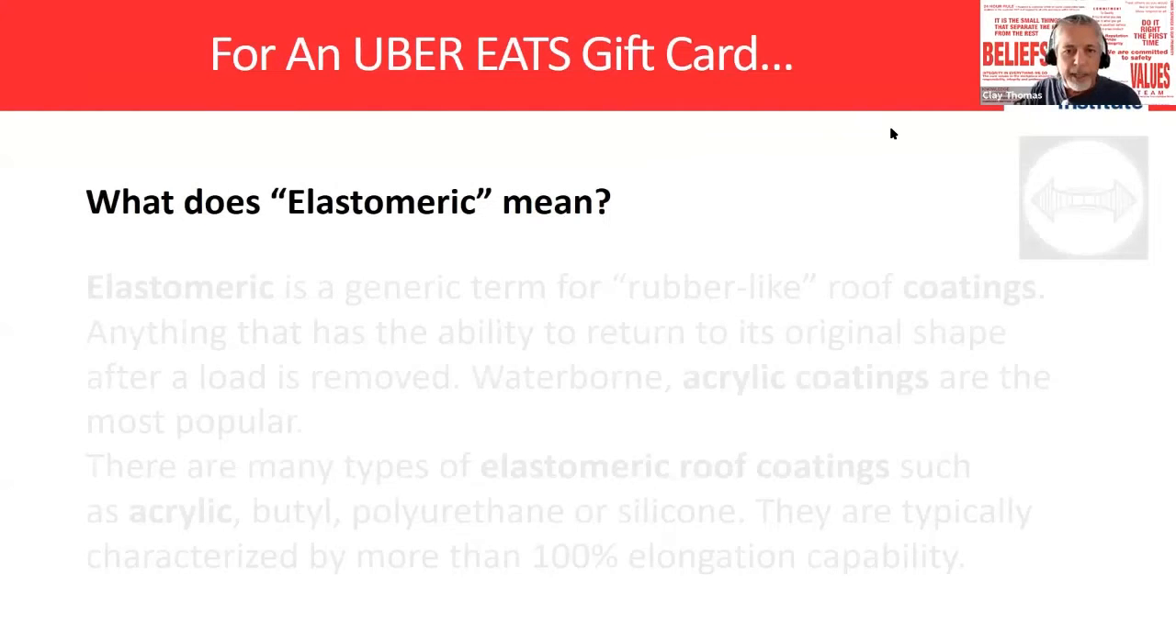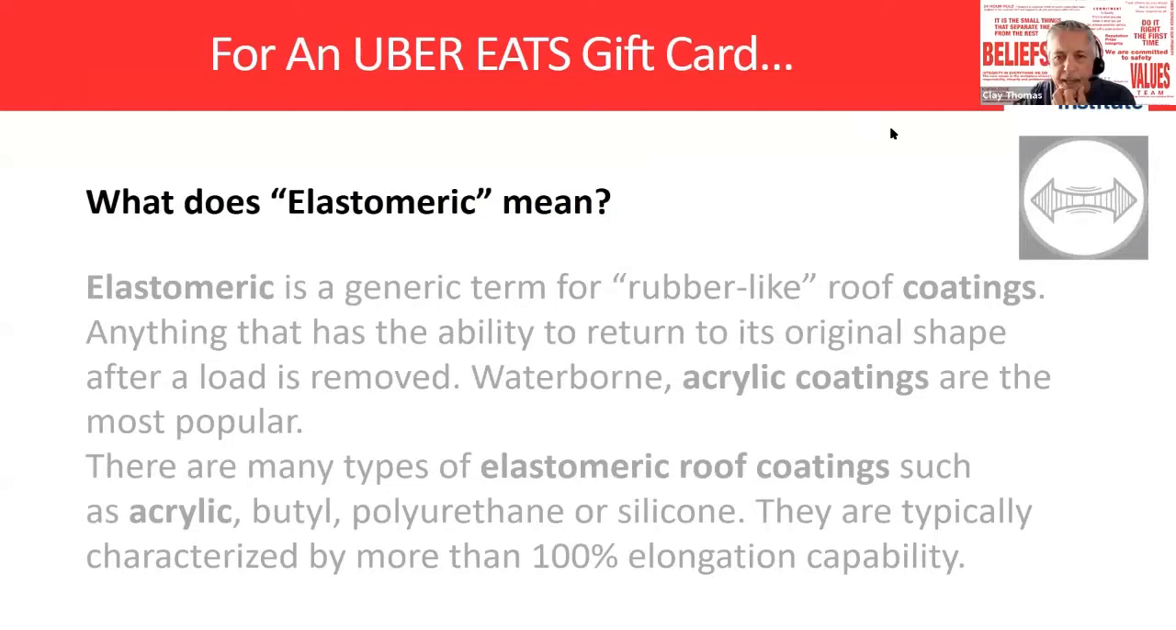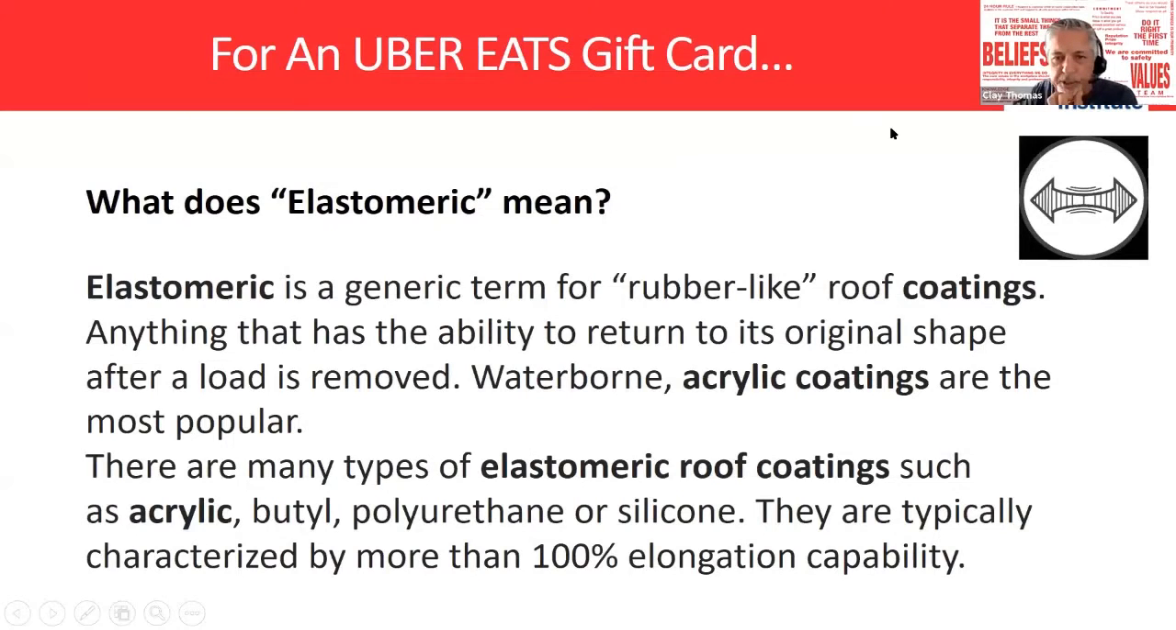Okay. So elastomeric is a generic term for rubber-like roof coatings, anything that has the ability to return to its original shape after load is removed. Waterborne acrylic coatings are the most popular. There are many types of elastomeric roof coatings, and I learned that along the way. I thought for some reason it was more of the rubber, but I didn't realize it could be acrylic, silicone, or a polyurethane. All that has to do with the amount that it can stretch. And I think, if I'm not mistaken, the ASTM requirement is 100%.